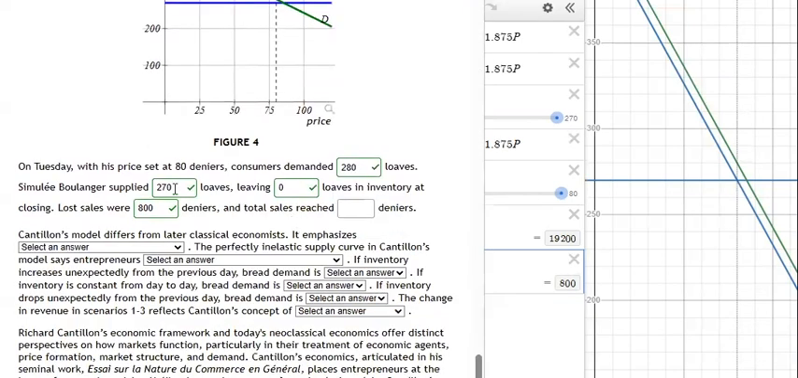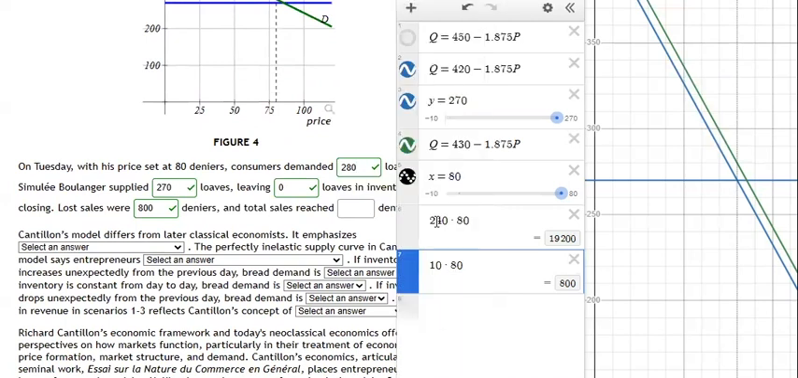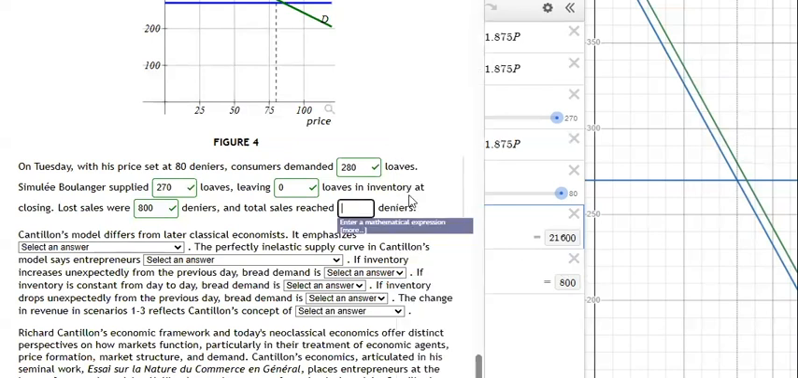His total sales, in this situation: he didn't supply enough. The demand was so high that he ran out of bread. So instead of multiplying the price times the quantity demanded, multiply the price times the quantity supplied. So we had to change this to 270. Of everything he supplied, he sold out. So his total sales here are 21,600.